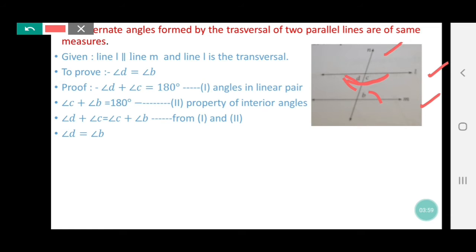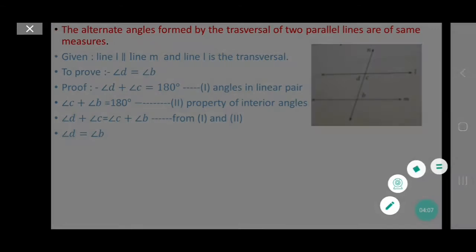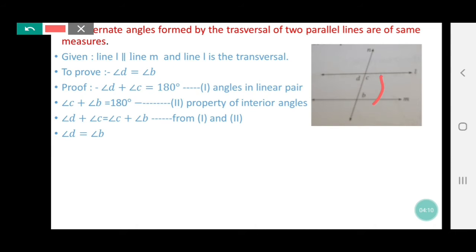This will be equation number 1. Second part of it is angle C plus angle B. If I add these two, it will also be equal to 180 degrees. Why 180 degrees? Because they are forming interior angles. So by the property of interior angles, two equations we get. That is the very first one, angle D plus angle C equals 180 degrees, and angle C plus angle B equals 180 degrees.